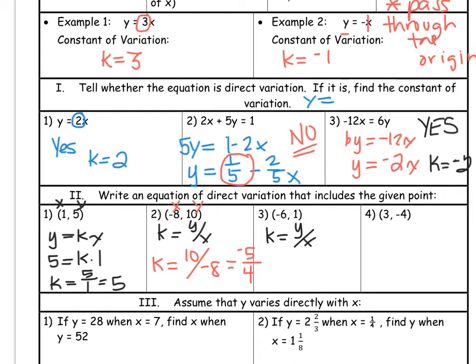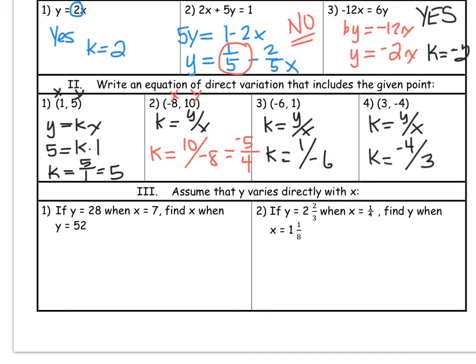So k equals y over x. My y value in the ordered pair is 1. My x value is 6, and k equals -1/6. K equals y divided by x. My y value is -4. My x value is 3. So k equals -4/3.